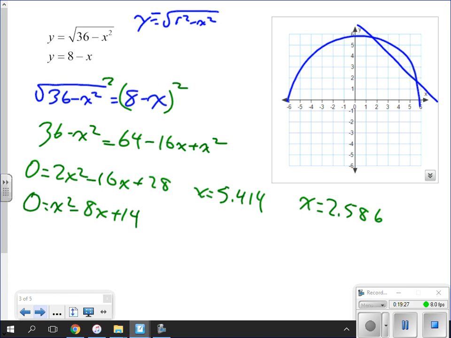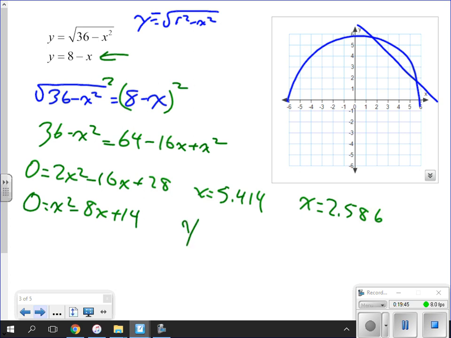So what do I do to find y? Plug those into either equation. Which equation would you want to do? The top one. Yeah, you might. No, I'm doing the bottom one. Put them into something easy. Take 8 minus each one of those numbers to find your y's.